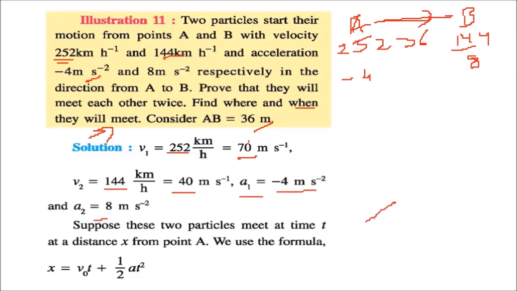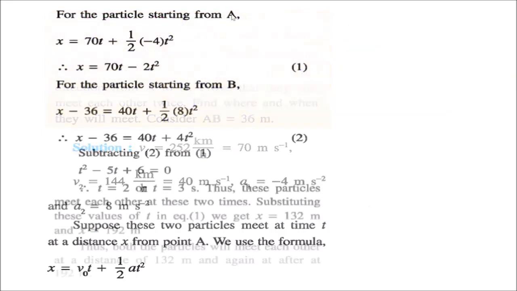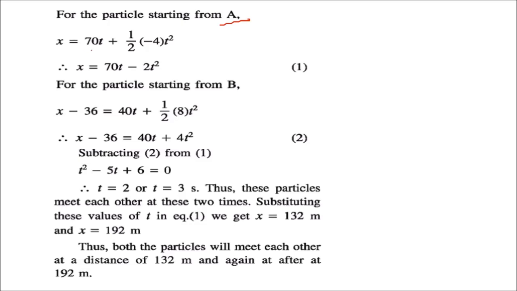Now we'll use the formula x equal to v0 t plus half a t square. For the first particle, we know the speed we have found to be 70, half into acceleration t square. This is the first equation. Now with the same equation, we are going to use the second one, but in this case, the distance is 36.